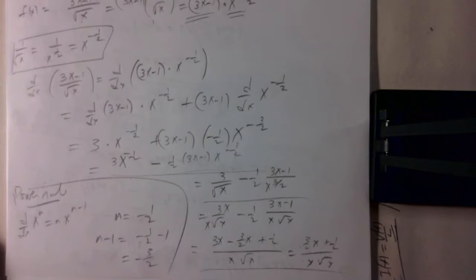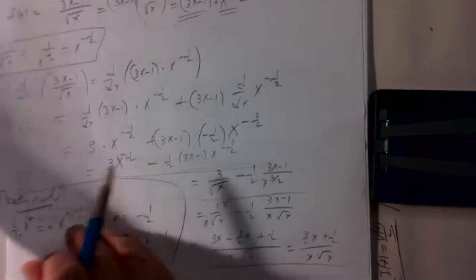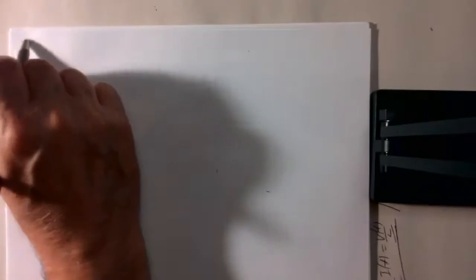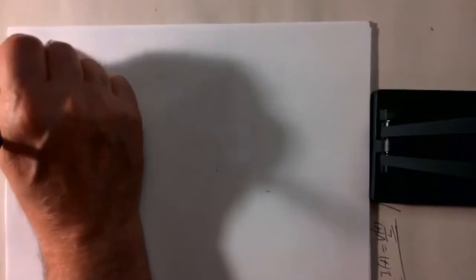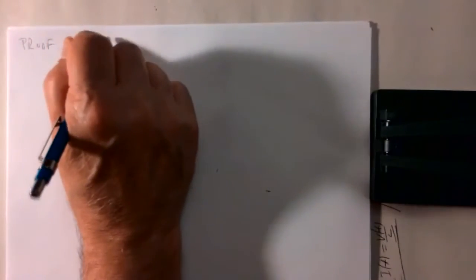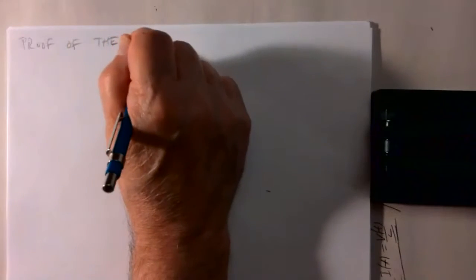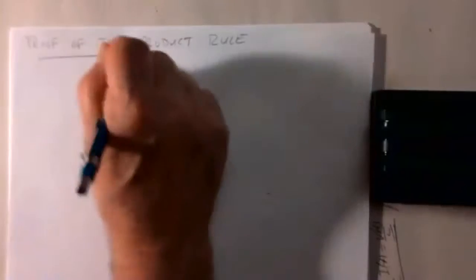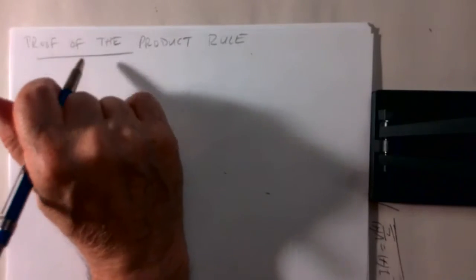Any questions so far? Now, you might be curious, where does the product rule come from? Why do we have this strange formula, which you might not guess a priori? So let me give you a proof of the product rule directly from the definition of the derivative. So this is the proof.